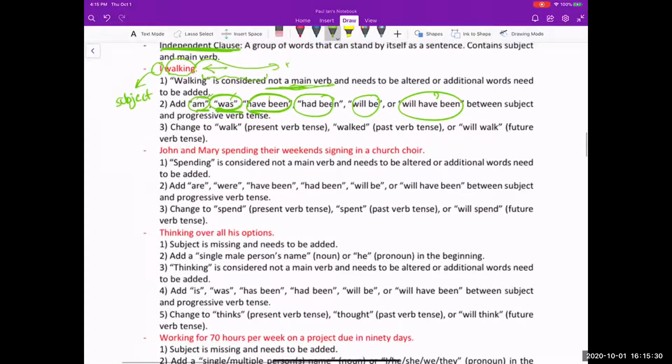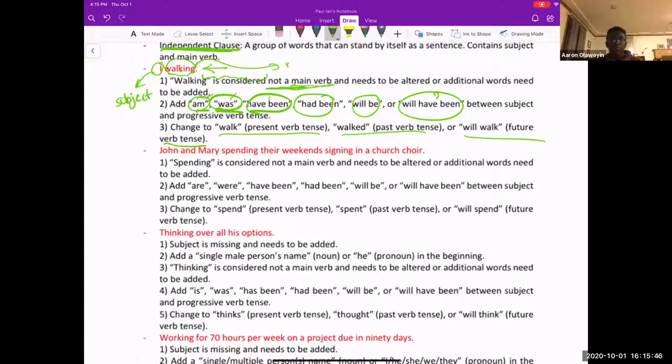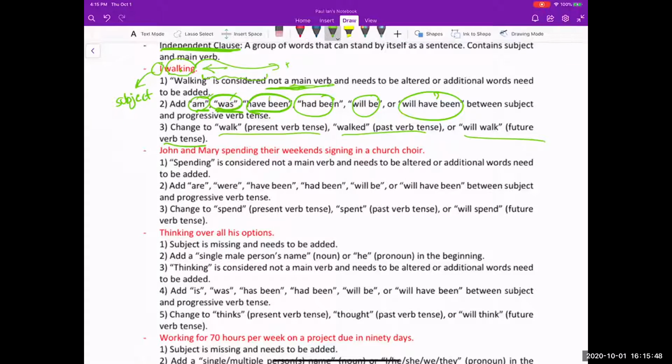At the same time, you could also change the tense. You don't have to add that 'am.' That's another way: you could change the verb here. Do you remember that every time you have this 'ing,' it's progressive? This is progressive tense because you have this 'ing.' It's a continuous action.